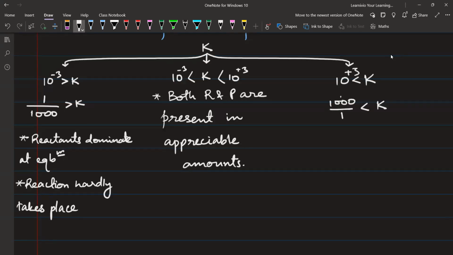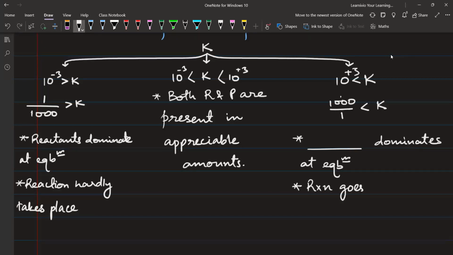That means in this case, what is going to happen? Tell me. What will dominate at equilibrium? And we can say that the reaction goes for completion. Products. Very good. Very good. Products.